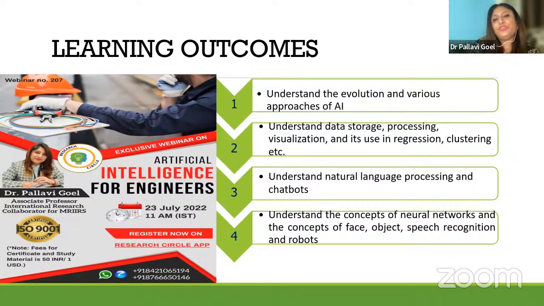We are going to show what we will be able to get from today's lecture. First, understand the evolution and various approaches of artificial intelligence. We will tell you how artificial intelligence came into existence. Understand data storage, processing, visualization, and its use in regression and clustering. Data storage, because in AI we are talking completely about data. In the last two to three years, when we were completely online, we became fully dependent on data, whether using finance terms at home or putting emails into communication. It is all data in some form.